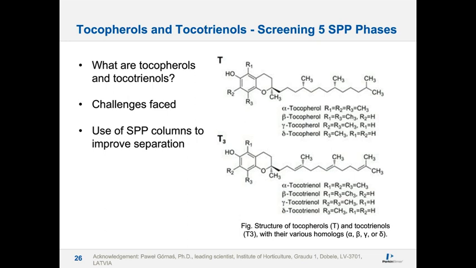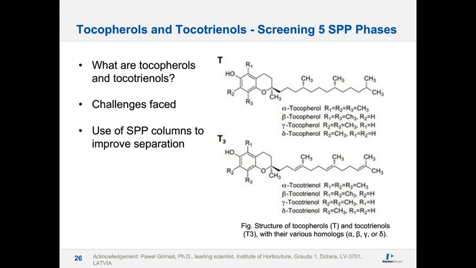The knowledge about tocotrienol compounds is still limited due to several challenges faced in analytical chemistry, and these challenges include separation resolution, coelution, price and absence of standards, and also low analyte concentration in plant material. Application of different column chemistries can assist in the challenges faced in compound separation. SPP columns can also be used to improve separation of these compounds due to the increase in efficiency. In this example, we show the screening of 5 different Quasar SPP column phases for the separation of 4 tocopherol and 4 tocotrienol homologs, with focus on resolving beta and gamma isomers.